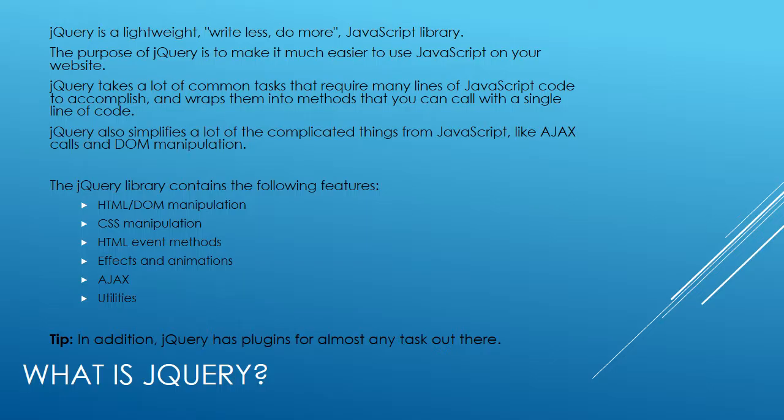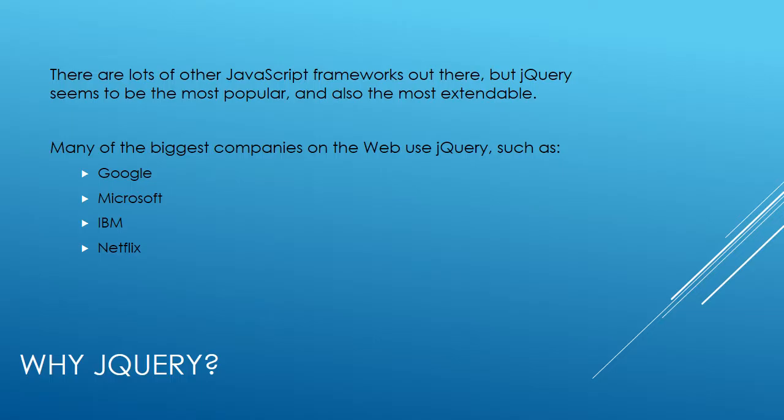The jQuery library contains the following features: HTML/DOM manipulation, CSS manipulation, HTML event methods, effects and animations, AJAX, utilities. Tip: in addition, jQuery has plugins for almost any task out there. There are lots of other JavaScript frameworks out there, but jQuery seems to be the most popular, and also the most extendable. Many of the biggest companies on the web use jQuery, such as Google, Microsoft, IBM, Netflix.